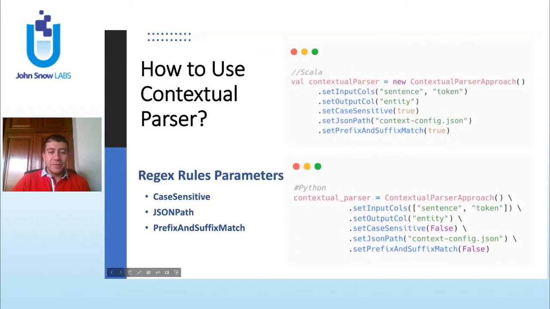Now let's see how we can use contextual parser. First, let's take a look at all available parameters for working with this regular expression. We have case sensitive, JSON path, prefix, and suffix match. As you can see, the parameter names are self-explanatory. However, most of the parameters have a specific behavior depending on the configuration defined on JSON file. So let's see in detail how we can use each parameter along with JSON file configuration. This configuration file is the most important thing to understand. As we can see, the definition of the annotator is straightforward, as we can see in these code snippets.